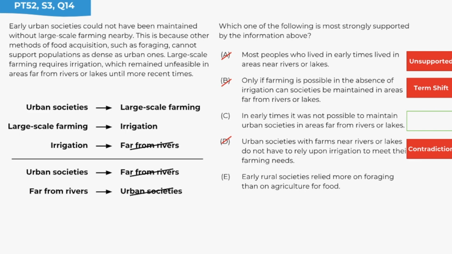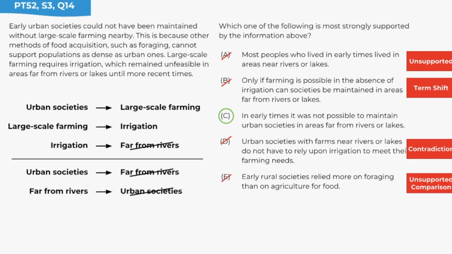Answer choice E says that early rural societies relied more on foraging than on agriculture for food. So this is coming back to that second sentence that we said was the evidence for why that first statement was true. They don't really tell us much about rural societies anywhere in these original ideas. So to say that they relied more on foraging than on agriculture doesn't really hold up. That kind of comparison can't be supported by the original statements. We're going to call this an unsupported comparison. And so now we can choose answer choice C with confidence.